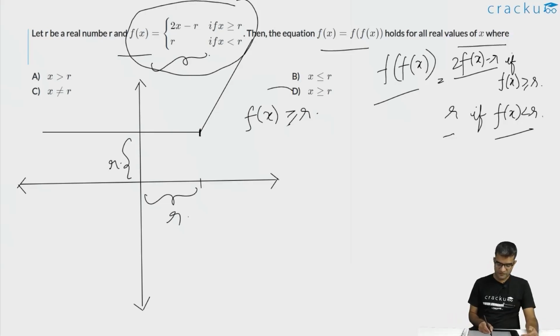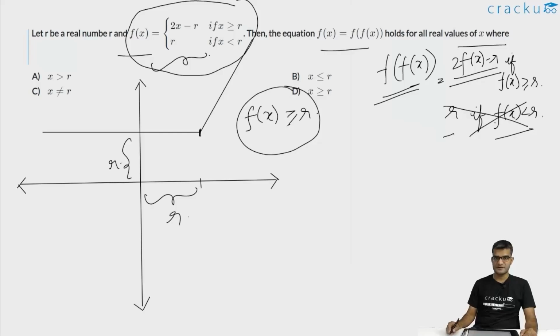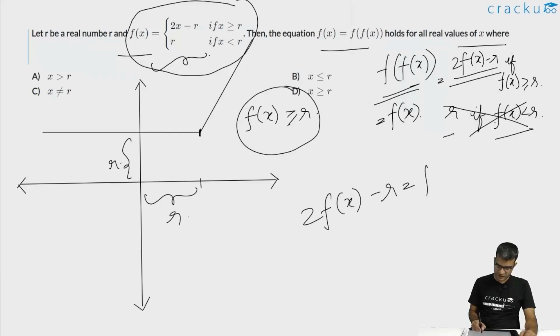But like we have just seen, f of x is always greater than or equal to r. So this case doesn't exist. You won't find a value of x such that f of x is less than r. So f of f of x is always equal to 2 times f of x minus r. If f of f of x is equal to f of x, that would imply that 2 times f of x minus r is equal to f of x, or the value of f of x is equal to r.